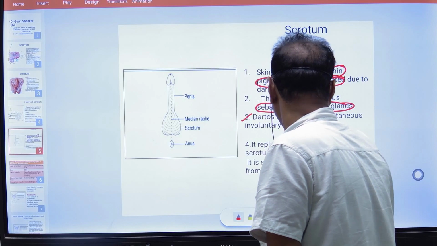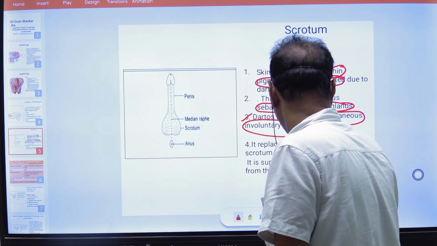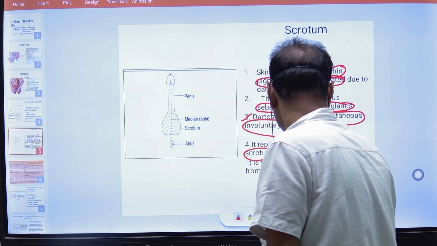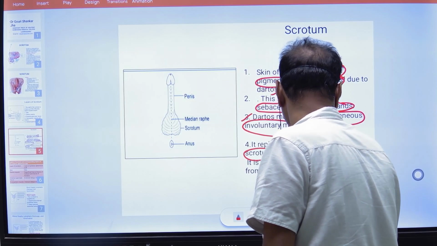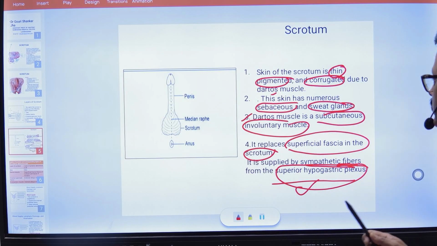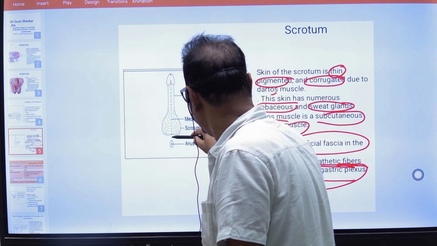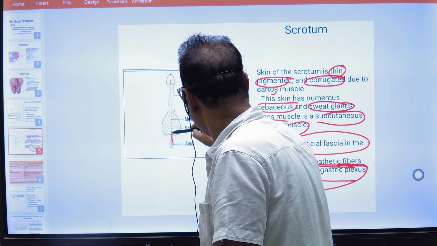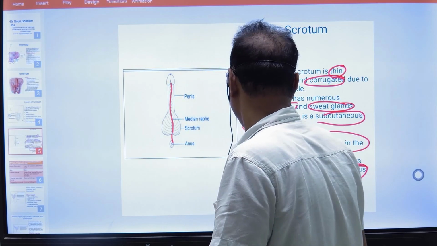Dartos muscle is subcutaneous. हमने देखा है इसको, it is a subcutaneous involuntary muscle, and it replaces the superficial fascia in the scrotum. It is supplied by sympathetic fibers from the superior hypogastric plexus. और ये जो मैंने बताया था, इसका जो मीडियन राफे है, ये मीडियन राफे यहाँ पर है, पोस्टेरियरली ये पेरिनियम में कंटिन्यू आता है और एंटीरियरली it will be continuous over the ventral surface of the penis.